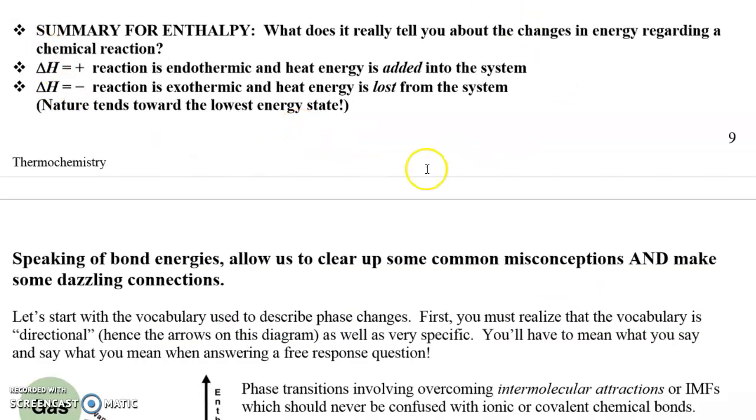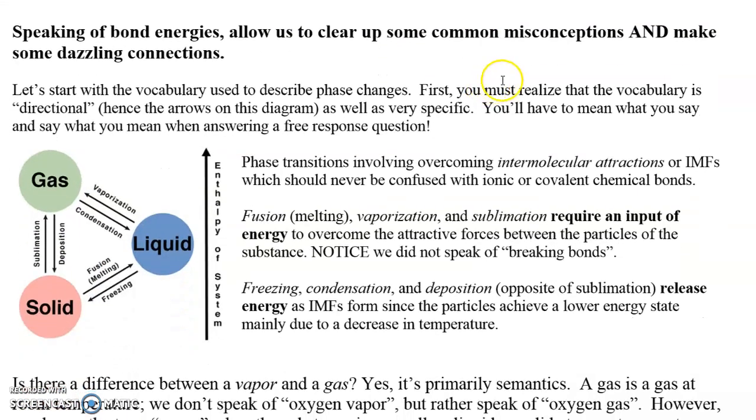Okay, so this summary statement up here basically tells us, why do we even care what the enthalpy of a reaction is? That's because it's going to tell us whether or not heat was added or lost from the system. And I'd like to take that, and we'll talk about how this relates to some other things that we've observed in the past related to physical changes.